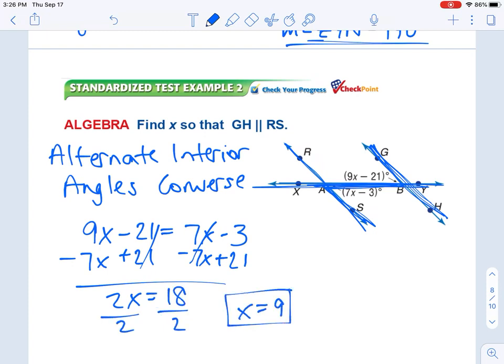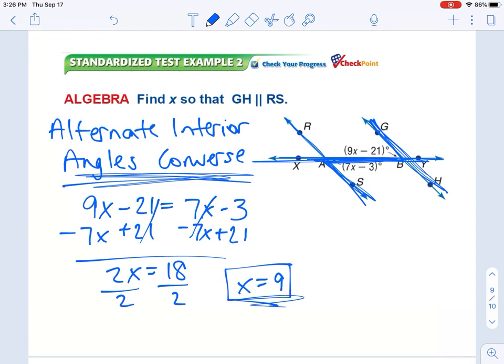And we don't have to plug it back in, so we have our converse theorem stated and our x equals 9 stated. And that's all. Make sure you guys are thorough in your work, and you should be good.